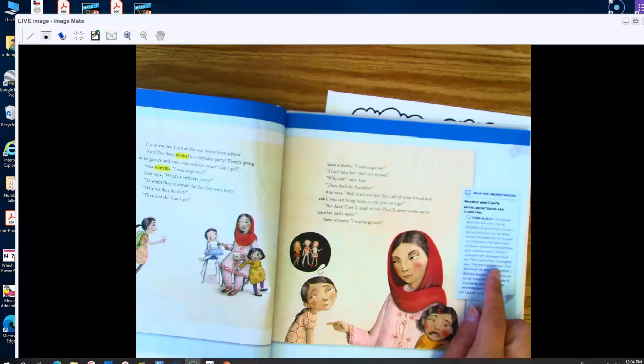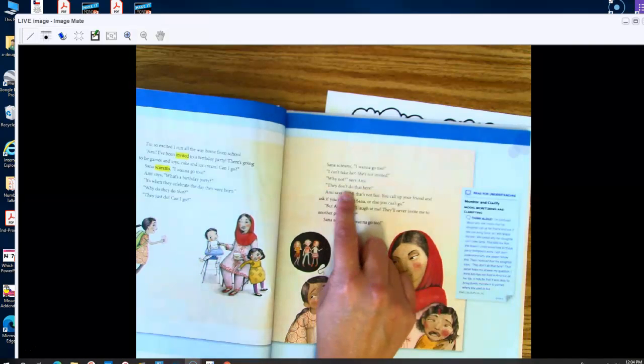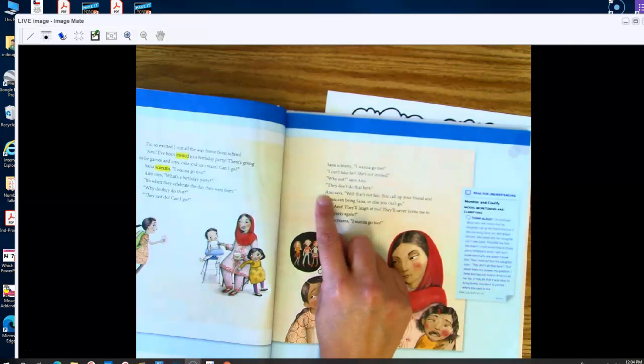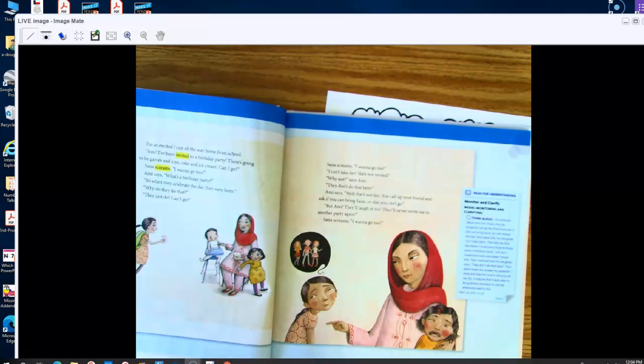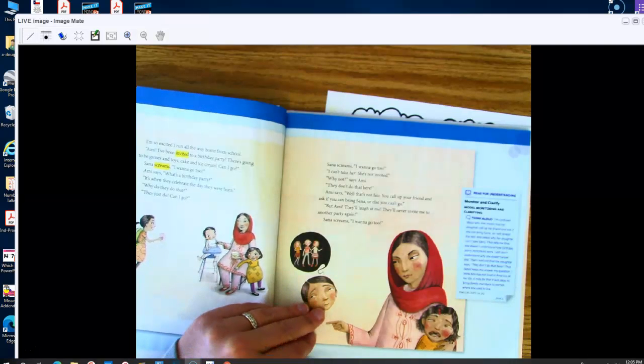Then I notice that the daughter says, "They don't do that here." That helps me understand that Ami has not lived in America her whole life, right? And she says they don't do that here. Maybe not in this town. And maybe it was okay to bring family members to a party where she used to live. But in America, you have to be invited. But she told her she has to call her friend and ask her if she can go.